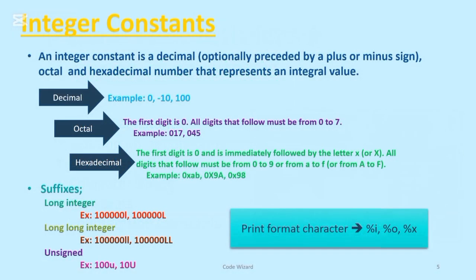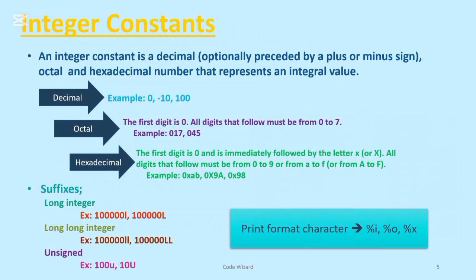First up, integer constants. These are whole numbers. They can be positive, negative, or zero. What makes them interesting is that they come in different number systems. Decimal, the usual numbers we use every day. Octal, numbers starting with 0. Hexadecimal, numbers starting with 0x or 0X.